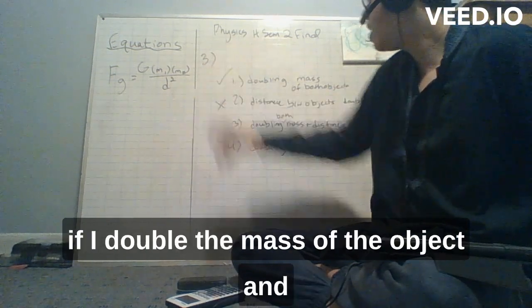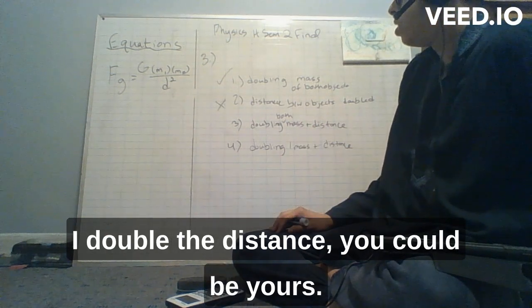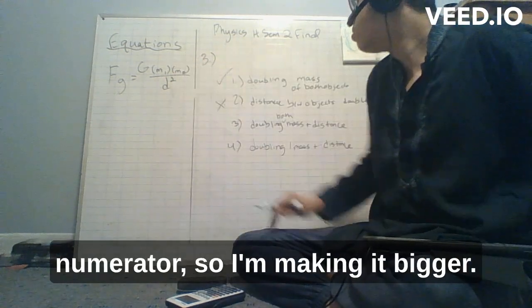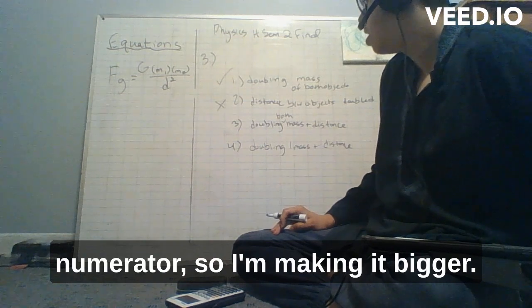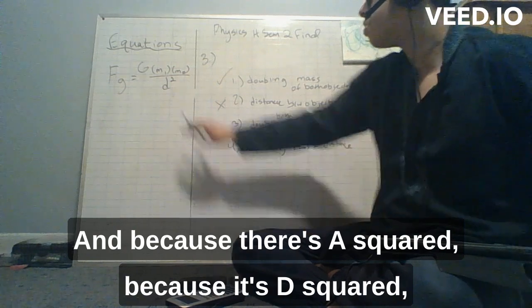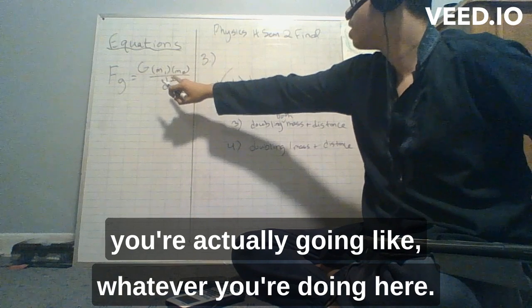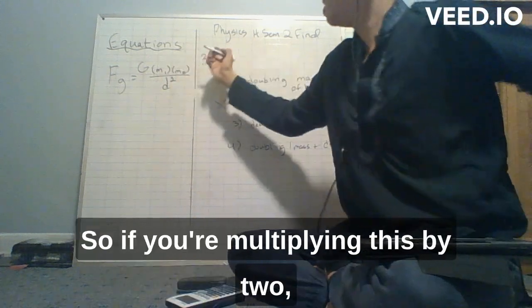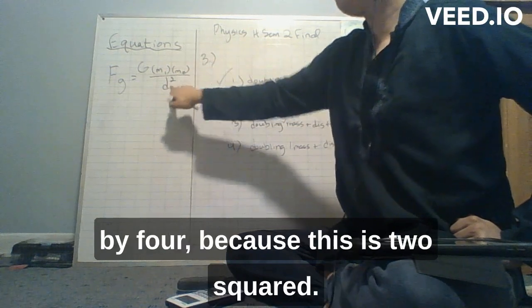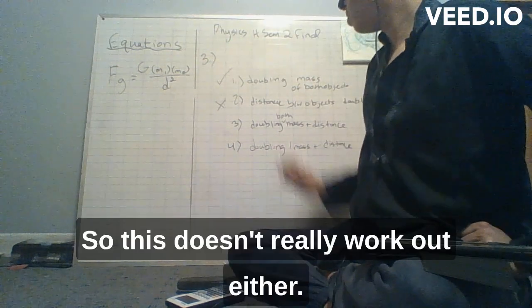Now if I double the mass of the objects and I double the distance, you could be just saying, oh, I'm doubling the numerator, so I'm making it bigger. But at the same time, you're doubling the denominator, and because it's d squared, if you're multiplying this by 2 by doubling it, it's being divided by 4 because this is 2 squared. So this doesn't really work out either.